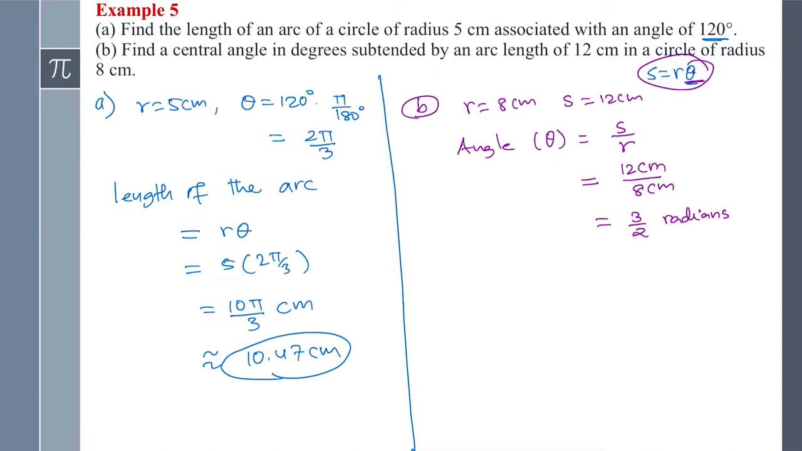Our question is asking us to find the angle in degrees. So what we do is we'll convert this into degrees, okay? So now theta equals 3 over 2 radians. In order to convert to degrees, we have to multiply by 180 over pi. And then if you simplify this, we get 270 over pi degrees. Or if you change it to decimal, it's approximately 85.94 degrees.